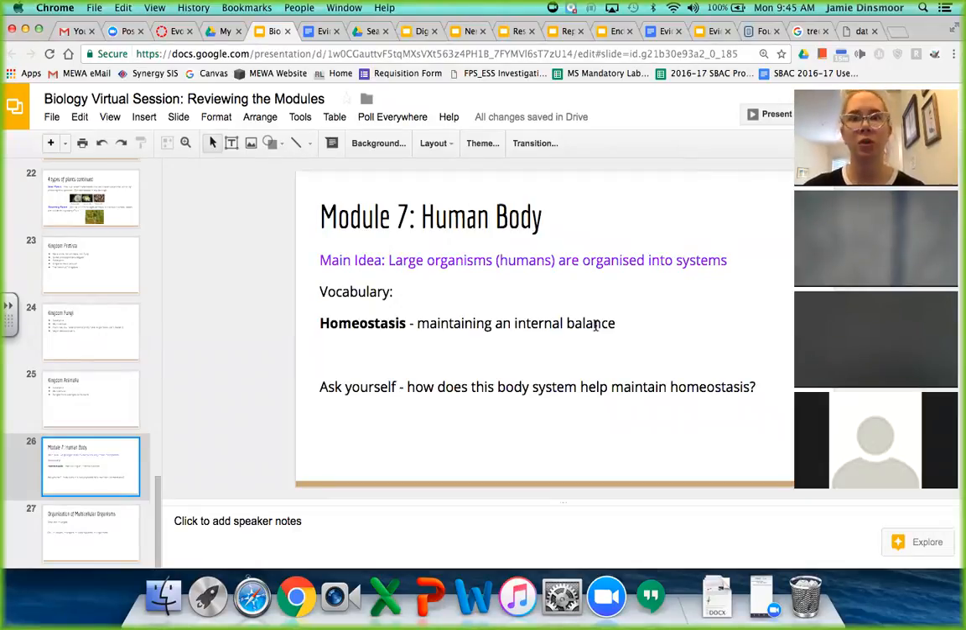For example, the circulatory system, right? Blood and heart and veins and arteries. The function of that system is to bring oxygen to the tissues and remove waste from the tissues. So homeostasis is maintained because there's an exchange of gases, right? Oxygen is provided, carbon dioxide is taken and released from the body, keeping you at homeostasis. If you can do that for each body system, think about how it helps maintain homeostasis, you will be golden in this module.